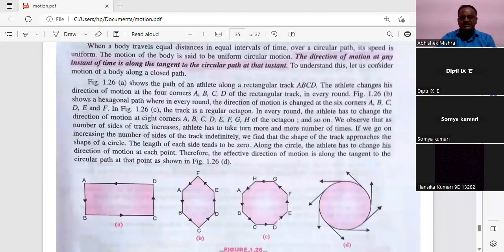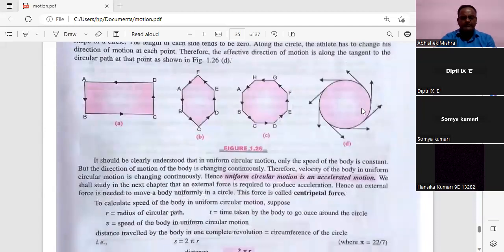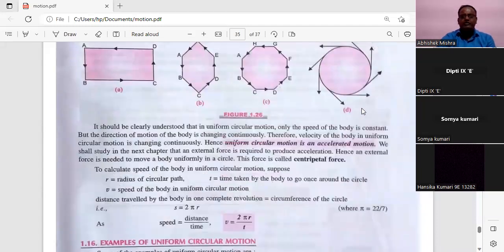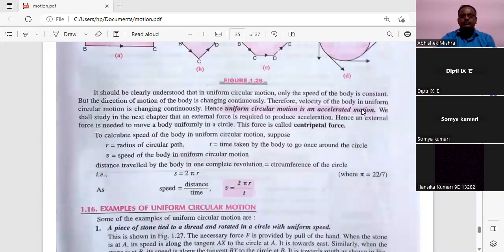So this is the case of a uniform circular motion. Now here we can also calculate the speed. Speed is equal to distance by time taken. And what will be the distance for one complete revolution? For one complete revolution, definitely that will be the circumference of the circle. And the circumference of the circle we know as 2 pi r. So 2 pi r is the distance traveled divided by the time taken. So here the formula arises.